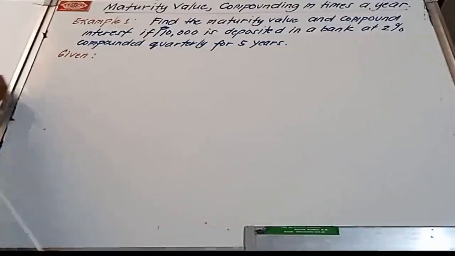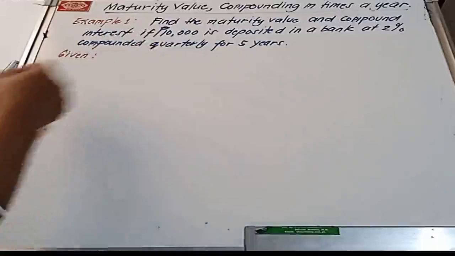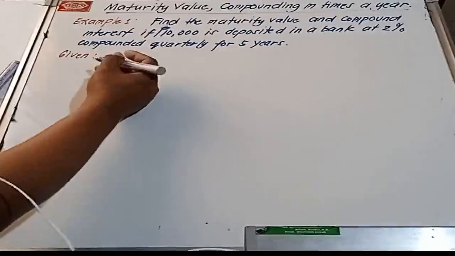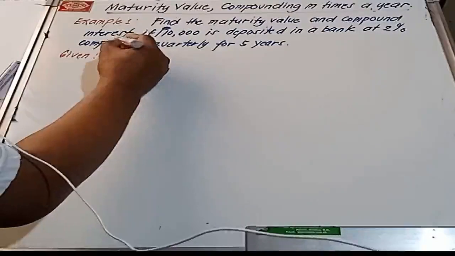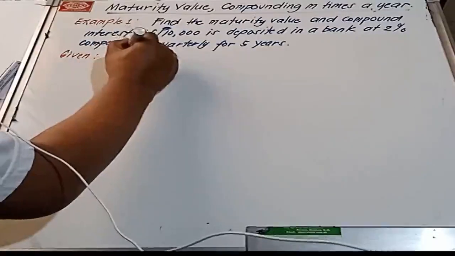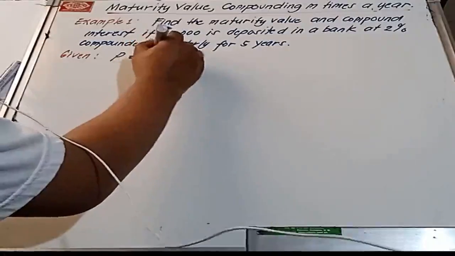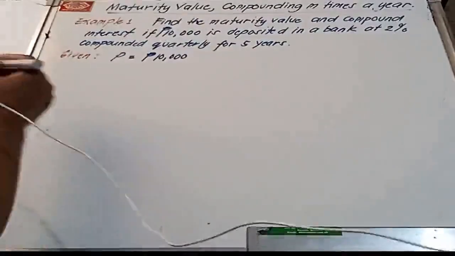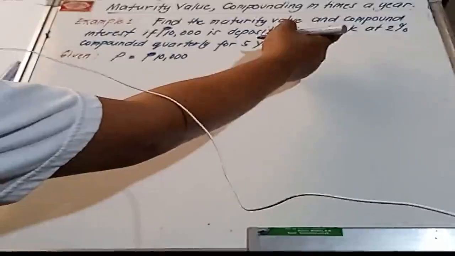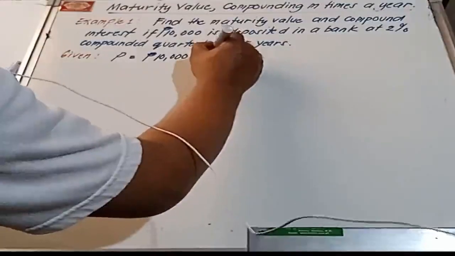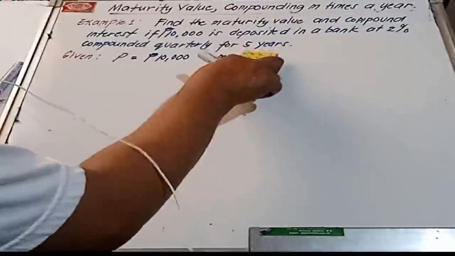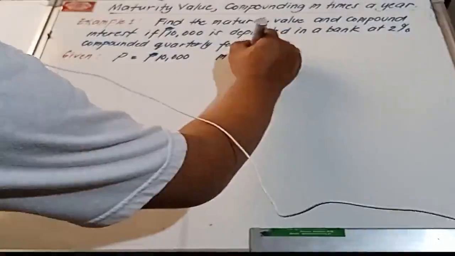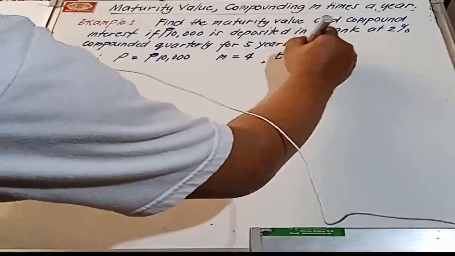Ano ba yung given natin? We have nag-deposit siya ng 10,000 pesos. So ito yung initial money niya. So that will be the present value of money. So ito yung present value niya. So that is P equal to 10,000 pesos. What else? We have the annual rate of interest, 2%. We have quarterly, m muna, m is 4, sorry. 4. And yung t natin, 5 years.